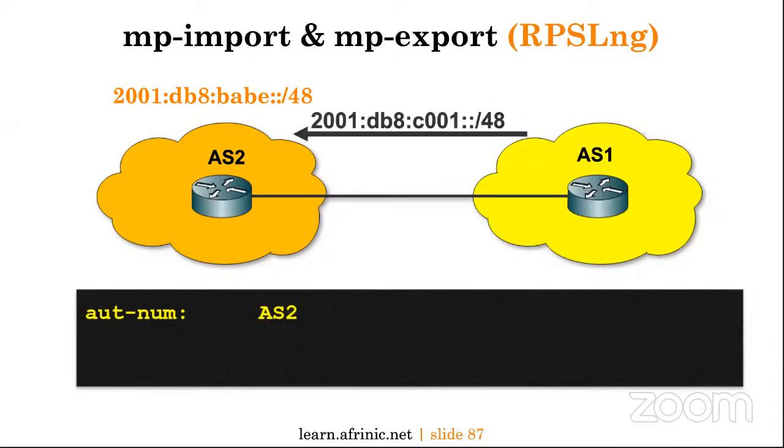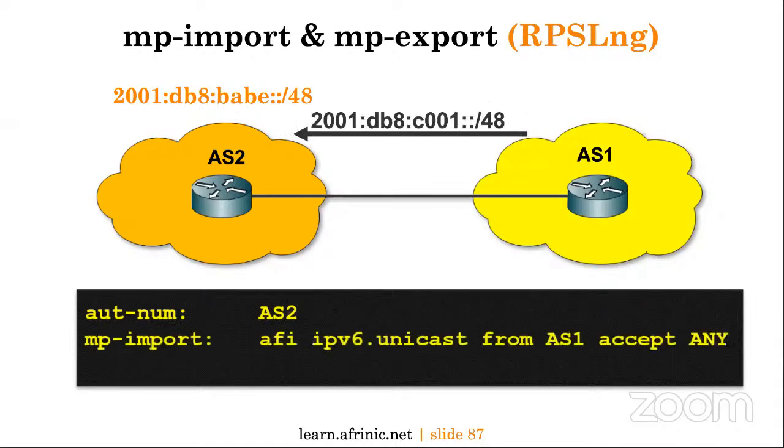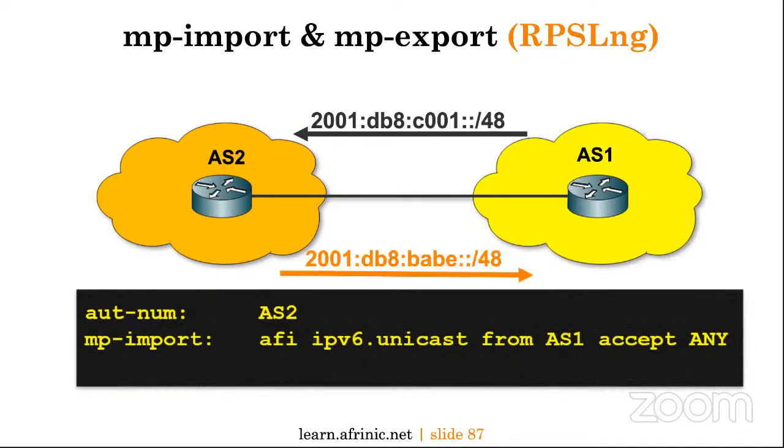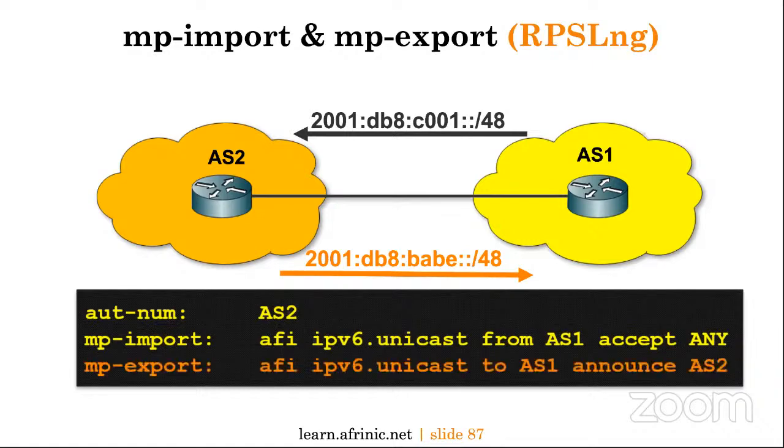When you are defining for other protocols, by default, MP export or MP import defaults to all, but you can specify. So here we're specifying address family identifier IPv6 unicast. This is a way you can describe your V6 routing policies on your AutNum.